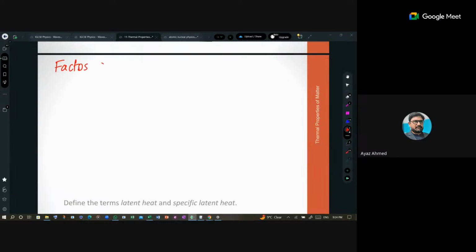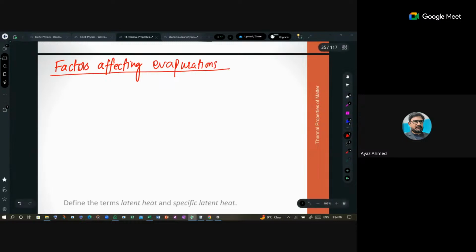Okay, then we have some factors affecting evaporation, because this is the topic, so I'm going to write those factors. Factors affecting evaporation. What are the factors? Do you know? Any one of you? Yes? Surface area. That's why we spread clothes to dry them. So when the surface area is greater, the evaporation rate would be greater.